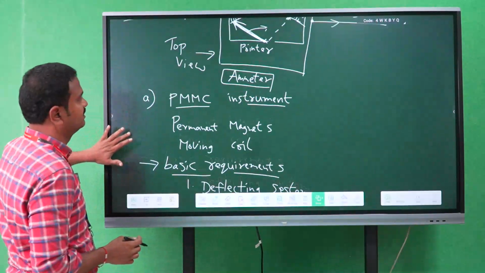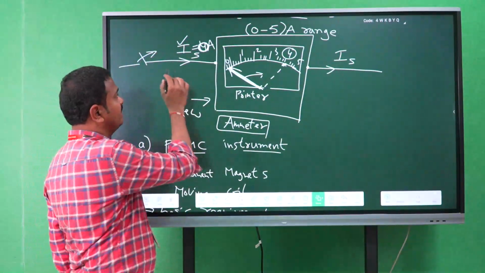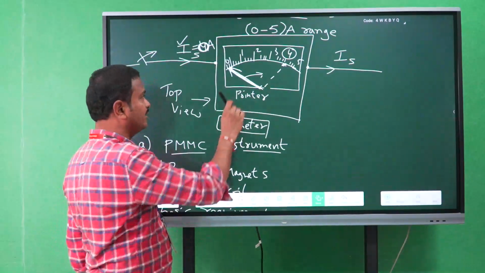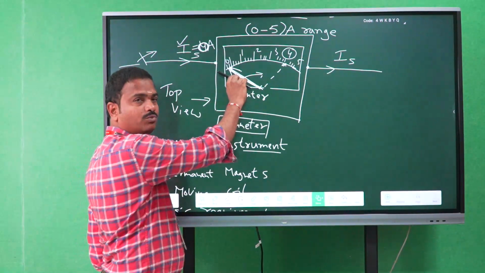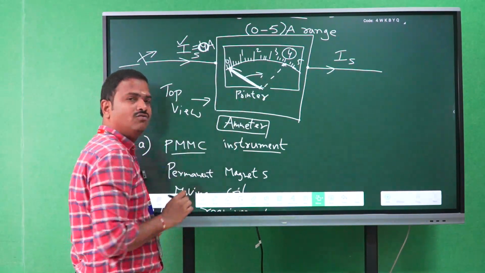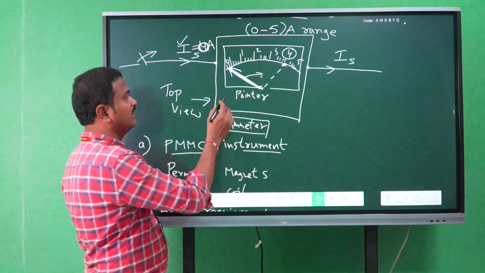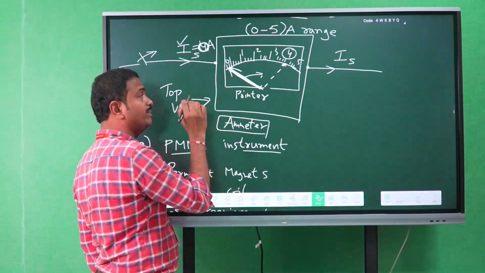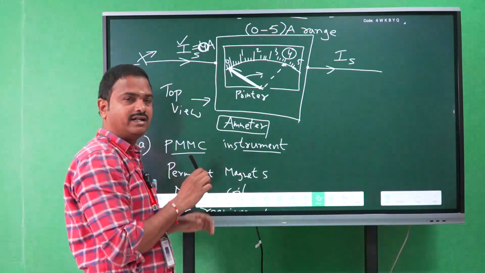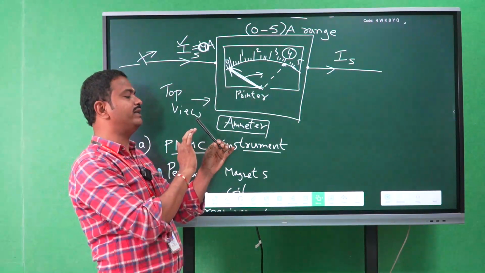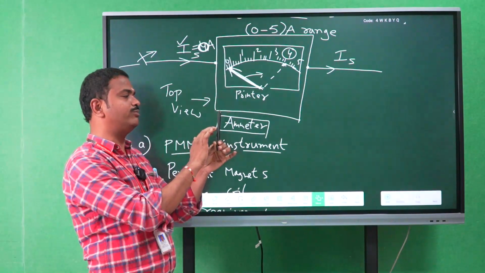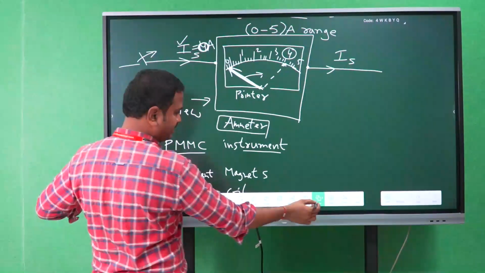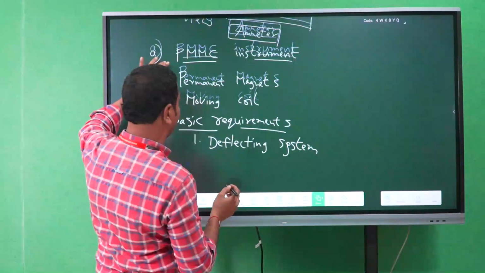That means, whenever a 4 amperes current is flowing through the instrument, the pointer should move on the scale to represent the 4 amperes, right? So a deflecting force or deflecting torque should be exerted on the pointer, right? Whenever a force is exerted on a pointer, only then does the pointer move on the scale. For that reason we need a deflecting system.